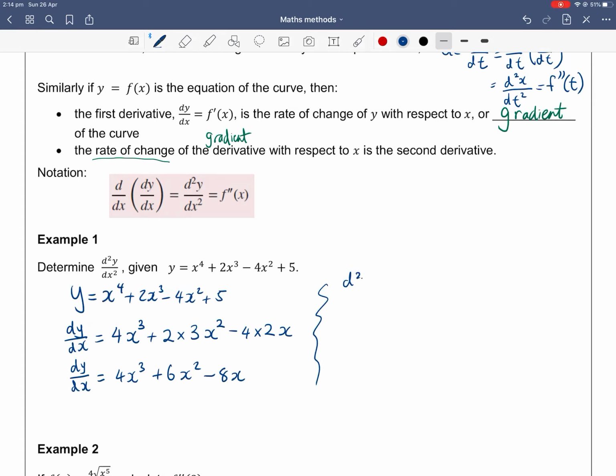So then in order to work out your second derivative, d²y/dx², we just differentiate our answer we just got, which is 4x cubed plus 6x squared minus 8x. We just differentiate this function once more with respect to x. So coefficient times power down, x to the new power, so 3 minus 1 is 2, plus coefficient times power down, x, minus 8. And then making it nice and pretty. So our second derivative is 12x squared plus 12x minus 8.